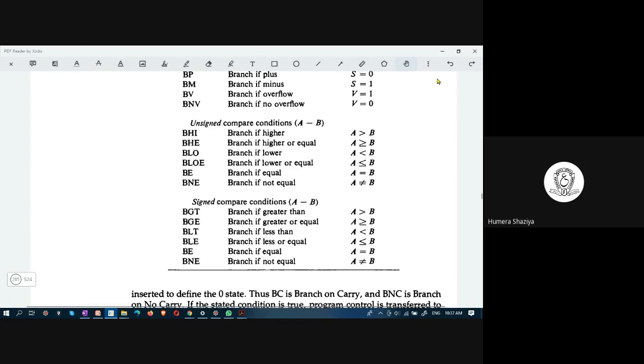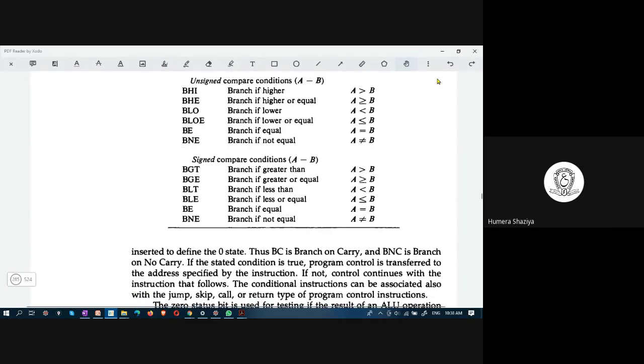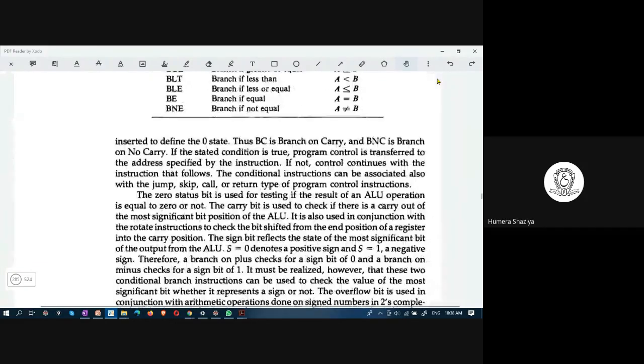Signed compare condition A minus B. This is for signed numbers. A greater than B, A greater or equal to B, A less than B, A less than or equal to B. Here BGT, BGE, these are for signed numbers. These are for unsigned numbers. These are testing conditions, and based on the outcome, action is performed in the form of this instruction.